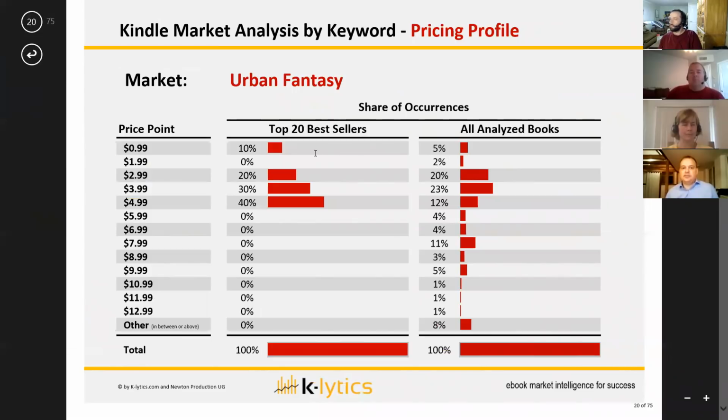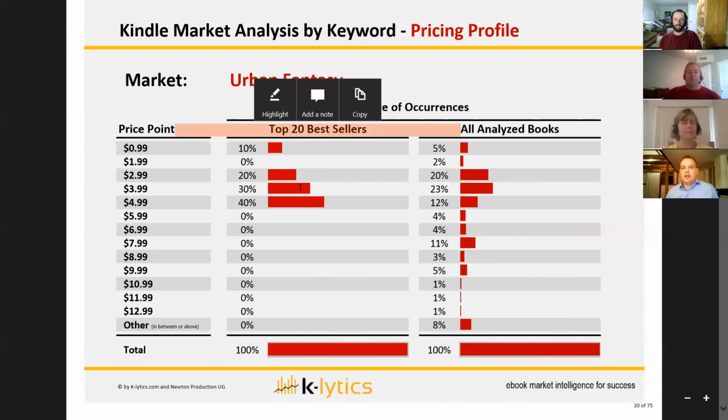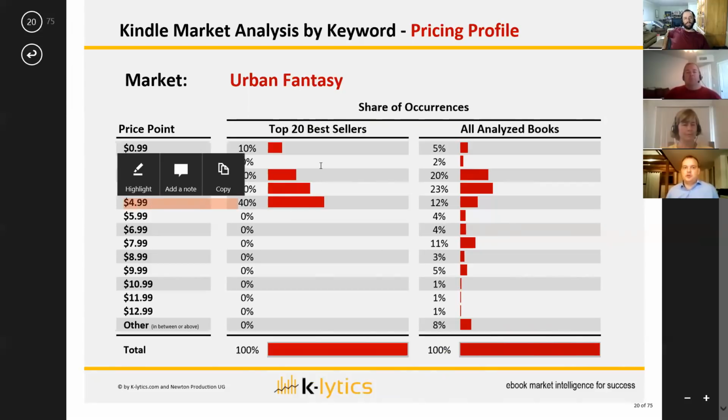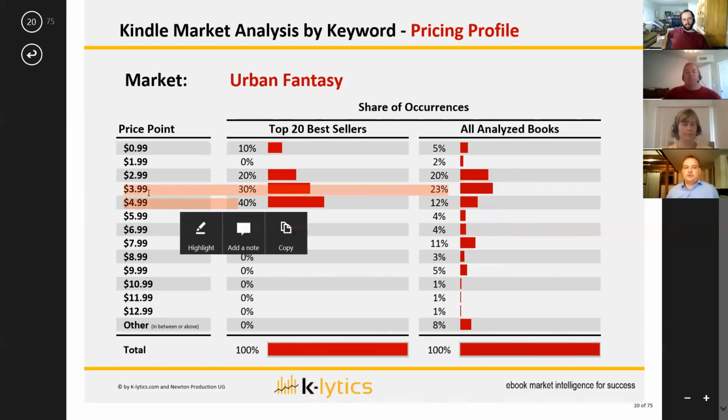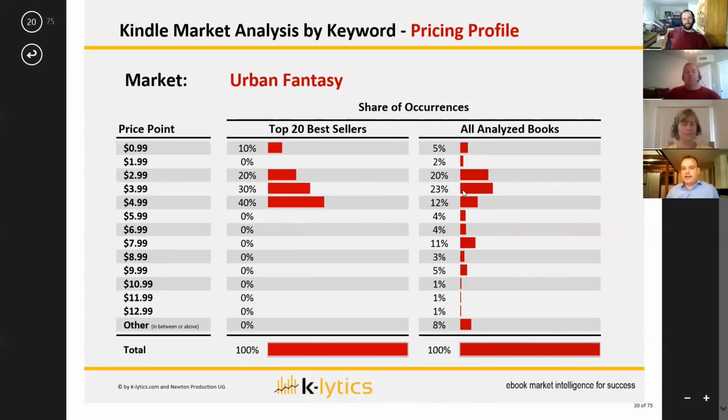So in this case, you see, even surprisingly, 40% of the top 20 sellers had a price point of $4.99. I use urban fantasy because that is one of the very counterintuitive examples. The books who really made it into the top end had a price point of $3.99 and $4.99, right? All other books had a sweet spot of a $3.99 pricing. More books did $3.99 versus $2.99.